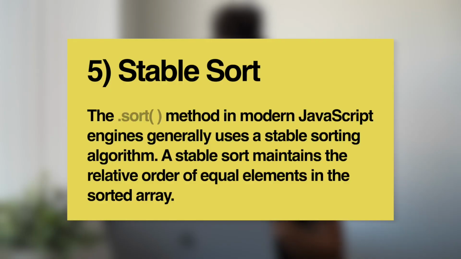And lastly, number five, stable sort. The sort method in modern JavaScript engines generally uses a stable sorting algorithm. A stable sort maintains the relative order of equal elements in the sorted array. This just means if two elements have equal values, their original order will be preserved in the new sorted array.